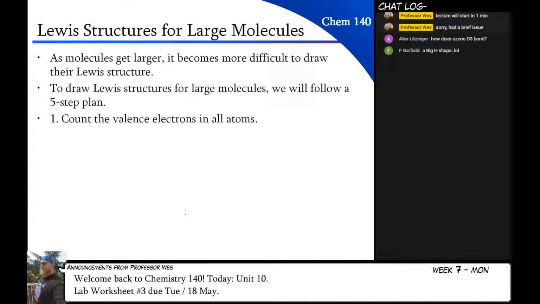So in our 5-step plan for figuring out the Lewis structure of something, the first step is going to be counting valence electrons in all atoms. Now, how do you count valence electrons in any atom? So if I had a carbon, this is group 4 or 14, so it would have 4 valence electrons. What about oxygen? Well, oxygen's in group 16, so it has 6 valence electrons. So if I had instead carbon monoxide, that would just be 4 plus 6, or 10.